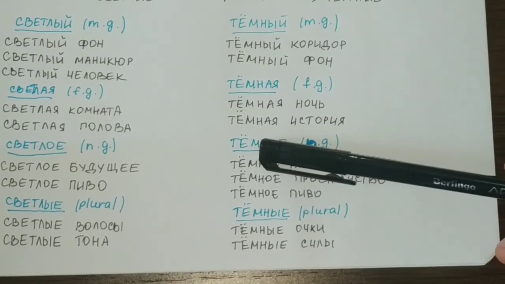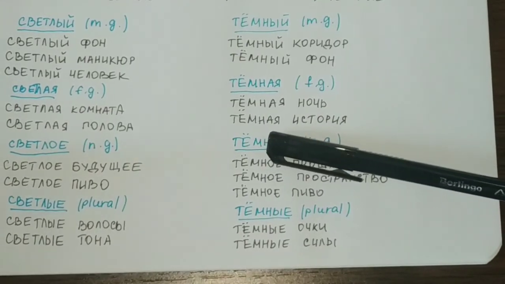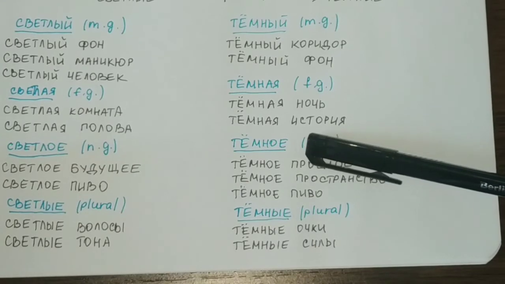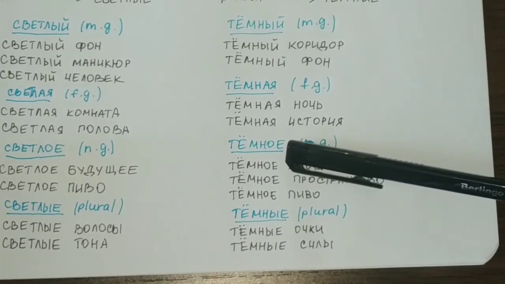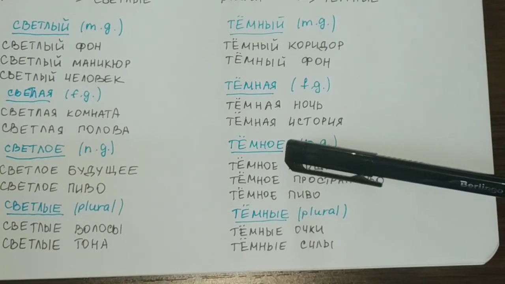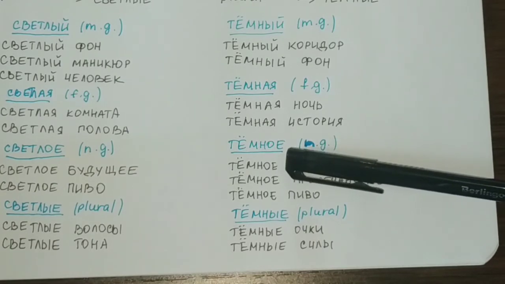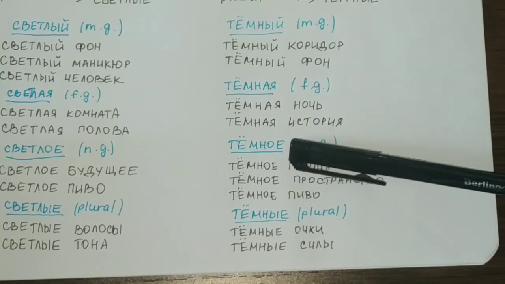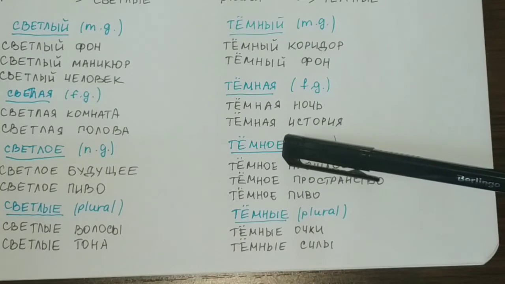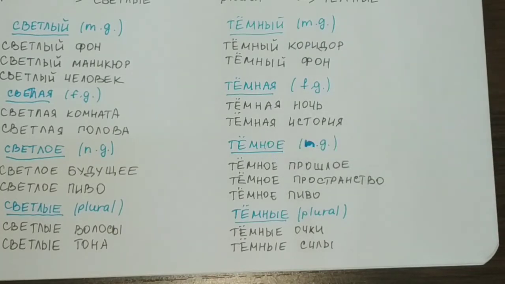Next we have темная история. История, I think you know, it means history. So темная история means dark history, like when you hear some history which is very unclear and with some shady events in it, moments, you say that, oh, this history is very dark. That's a темная история.